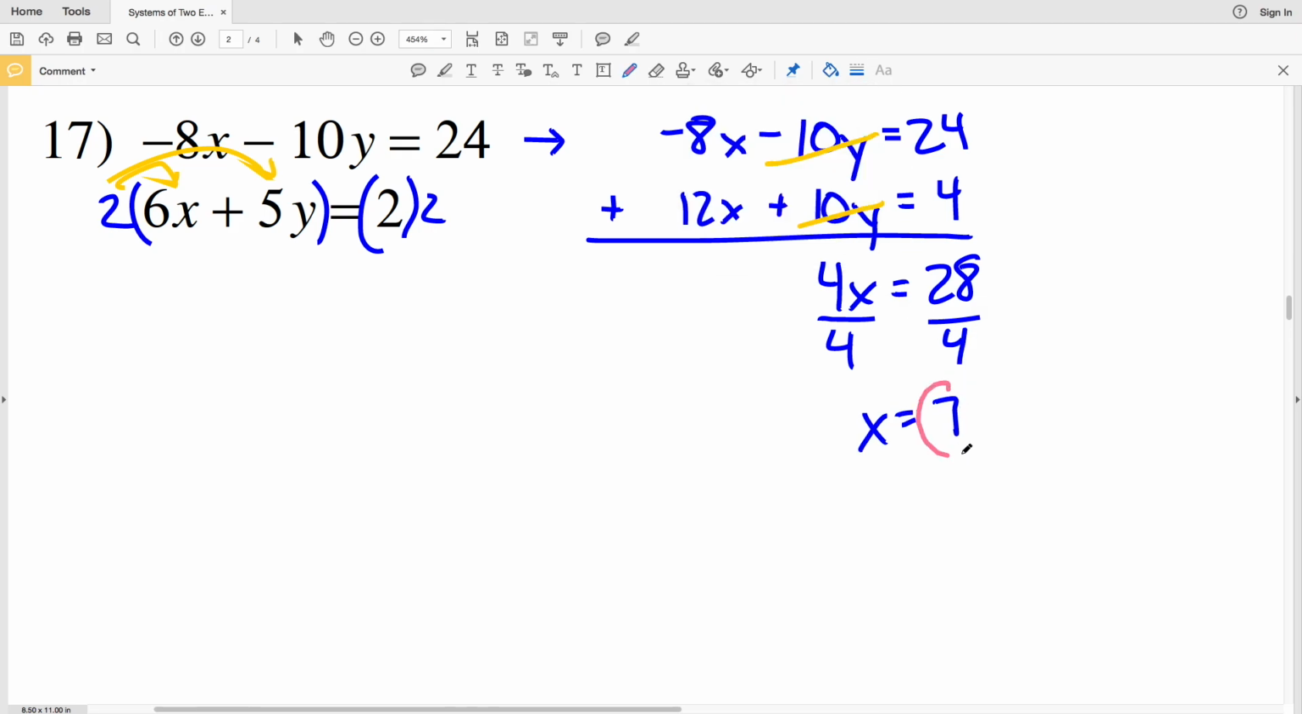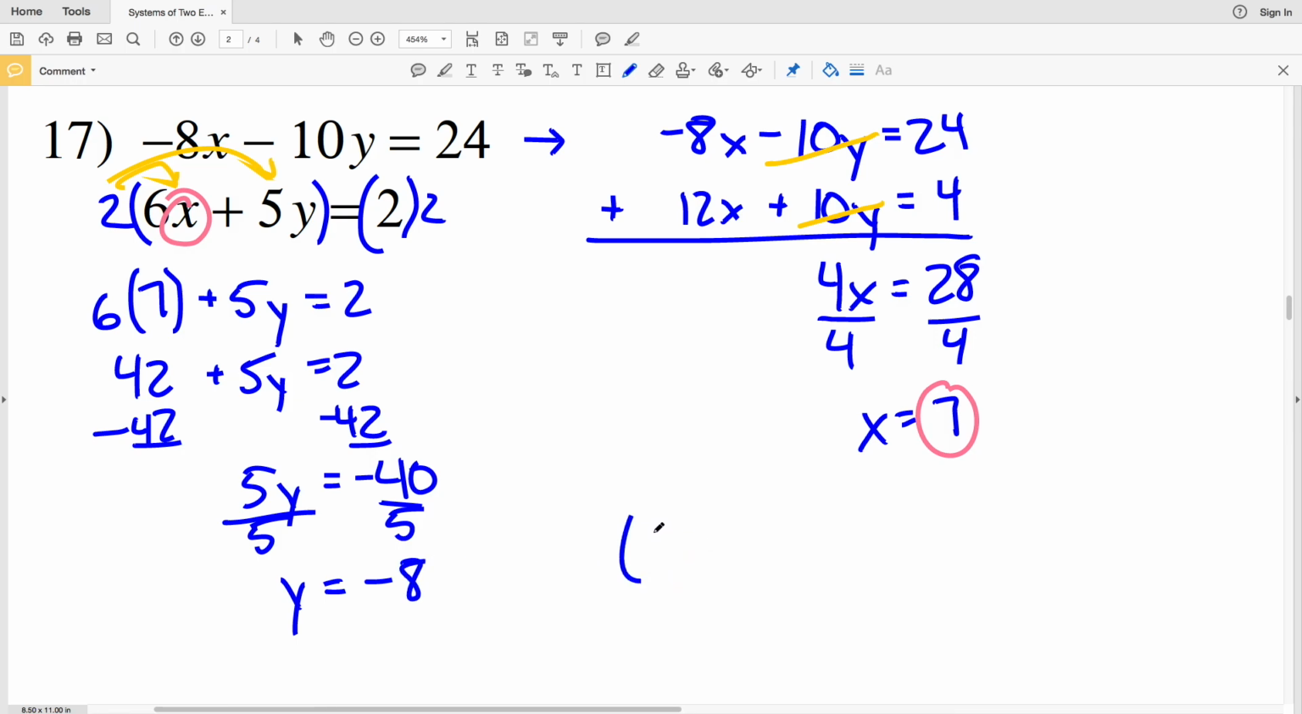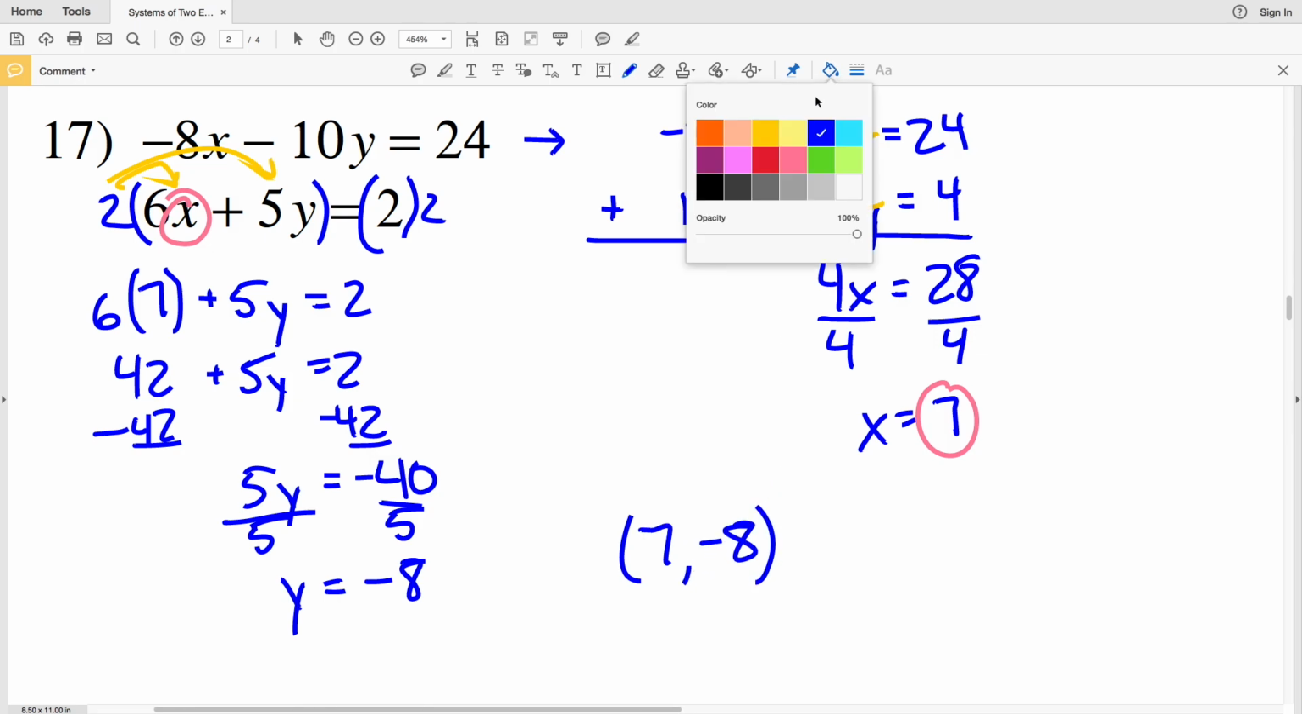So I'll take that value of 7 and plug it in to any of my equations. Let's plug it in to that bottom equation. So 6 times 7 plus 5 times y will equal 2. 6 times 7 is 42, so 42 plus 5y equals positive 2. And by subtracting 42 from both sides, I'll get that 5y equals a negative 40. My next step will be to divide by 5 to get that y is equal to a negative 8. So my solution in number 17 is 7 for x and negative 8 for y.